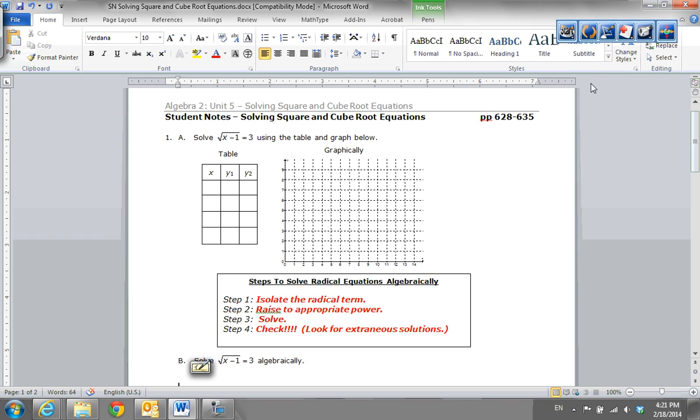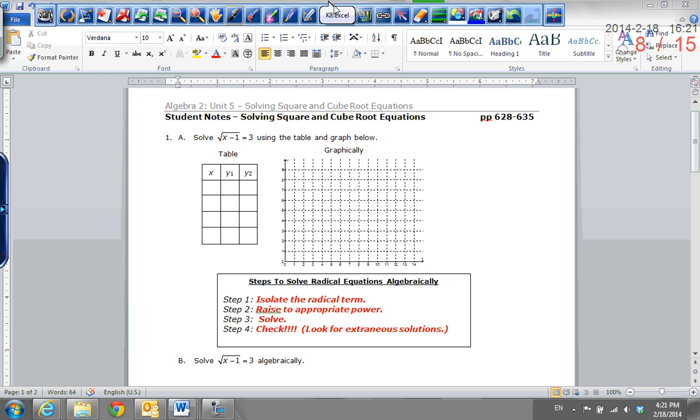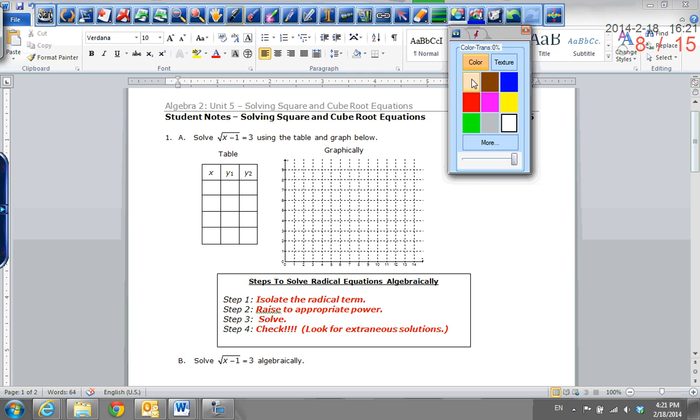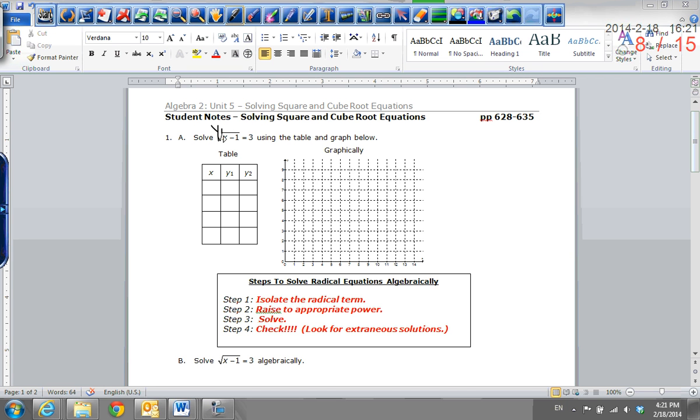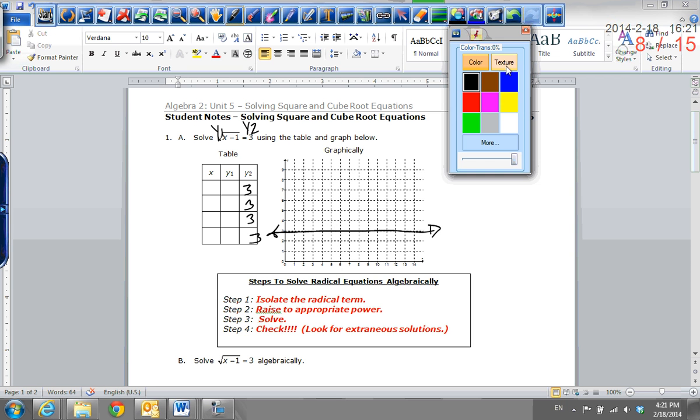Alright, ladies and gentlemen, the first thing we're going to talk about today is solving square and cube roots graphically. So in our notes here we have two sides. We have the square root of x minus 1. We're going to make that y1, and then we'll make this y2. So y2 is just going to be 3 all the way down because it's y equals 3, right? So horizontal line at y equals 3.